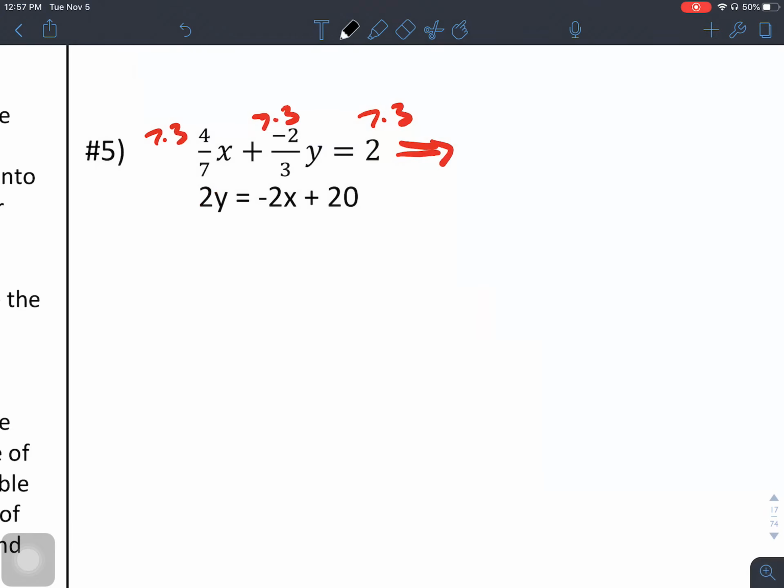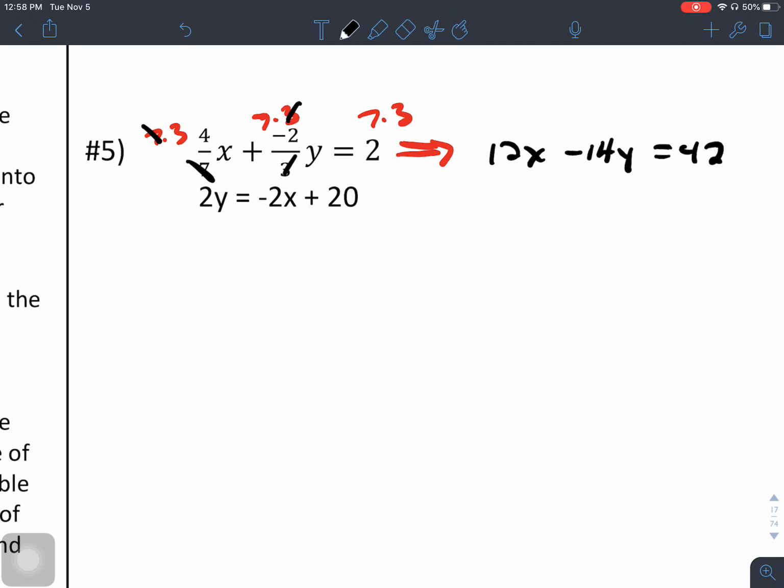What does that do for us? On this first term, the 7's cancel, so we're left with 3 times 4 times x, which is 12x. On the second term, the 3's cancel, so we're left with plus 3 times negative 2 times y, which should be a subtract 14y. And over here on the right, 3 times 2 is 6, 6 times 7 is 42. That doesn't help us with elimination, but it helps us with the fact that this equation doesn't need to have fractions in it.